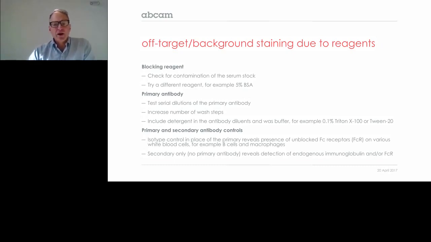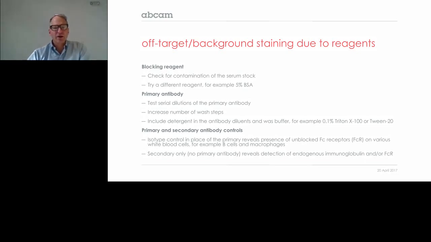Primary and secondary antibody controls, so these are pretty important. Isotype control in place of the primary antibody reveals presence of unblocked Fc receptors on various white blood cells, for example, B cells and macrophages.